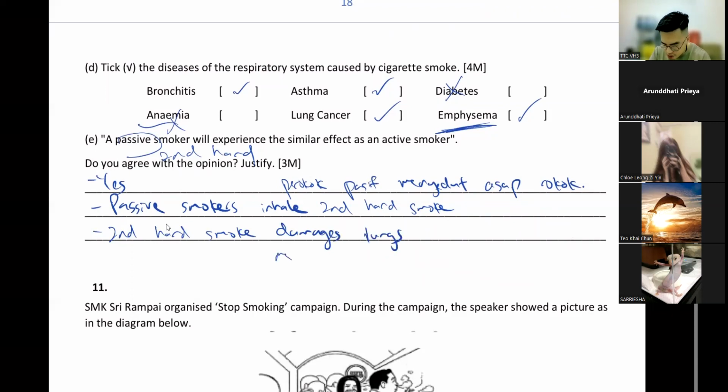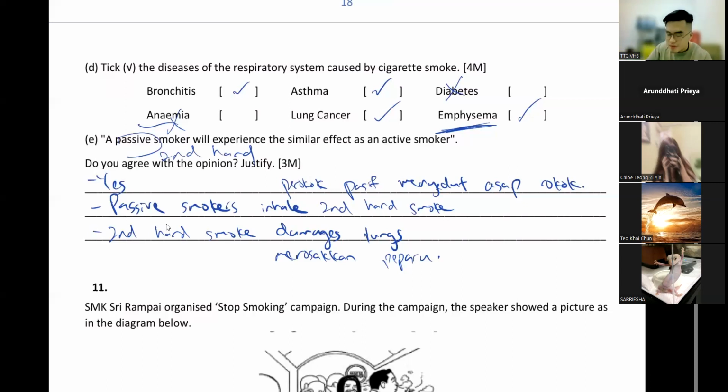Okay, asap rokok merosakkan paru. I accept. Or you can say secondhand smoke is equally harmful as a cigarette. What is secondhand smoke, Henry? That's a very good question. When someone smokes around you, you smell their smoke. That is the secondhand smoke, which is equally harmful, right? So the third point here, you can say secondhand smoke is equally harmful to cigarette. Okay, asap rokok mempunyai keburukan yang sama dengan rokok.